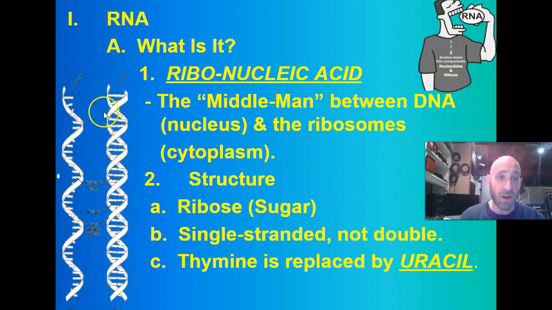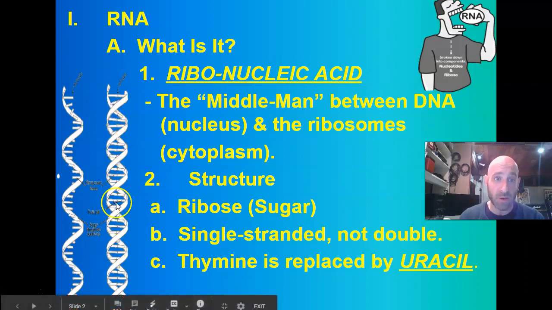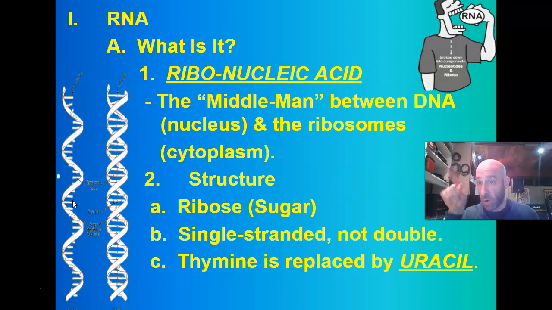So if you take a look here, this is DNA in this molecule. It's a double-stranded molecule. And then RNA is a single-stranded molecule. So in order to get out of the nucleus, it has to fit out of the nuclear pores, these little openings in the nucleus.